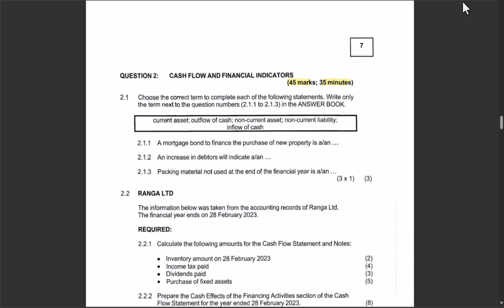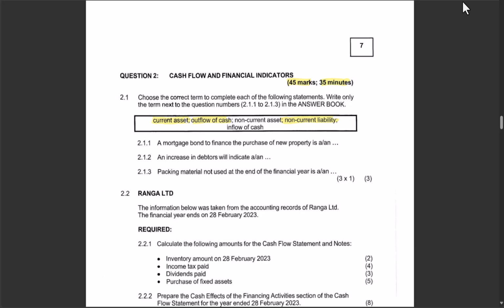The mortgage bond to finance the purchase of new property. Right, so mortgage bond is a non-current liability or long-term liability. Then an increase in debtors will indicate an outflow of cash. Then packing material not used at the end of the financial year, that will be a current asset. This will form part of your inventory.